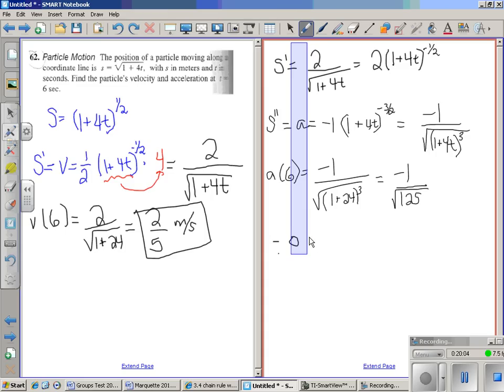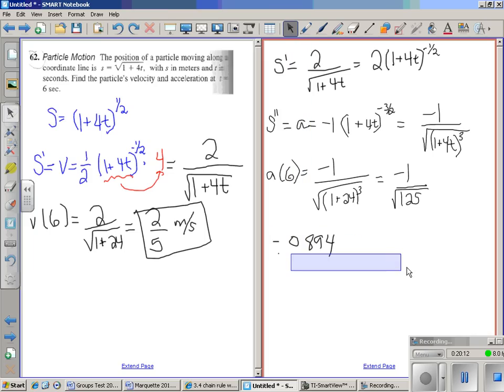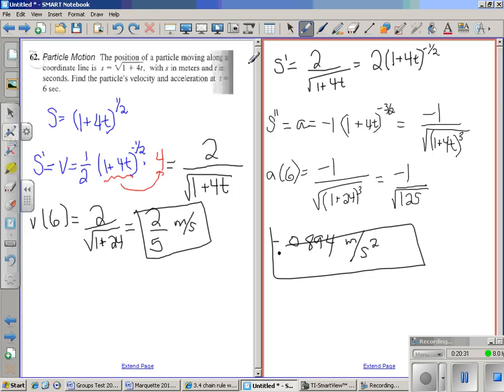Negative 0.0894. Now, if my units for velocity were meters per second, my units for acceleration are what? Good. Okay, so that is my acceleration at time equaling 6 seconds.